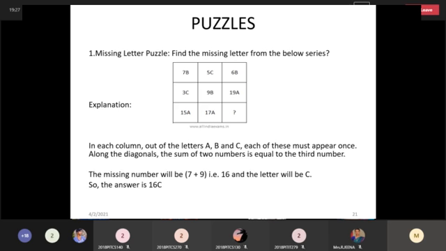Along the diagonals, the sum of two numbers is equal to the third number. So here it should come as 16C. The missing number will be 7 plus 9, that is equal to 16, and the letter will be C. Then 6 plus 9 is 15A, and 5 plus 9 is 14, and we have 17A. So we can have the answer here: it should be 16C. So this is the answer for the first question.